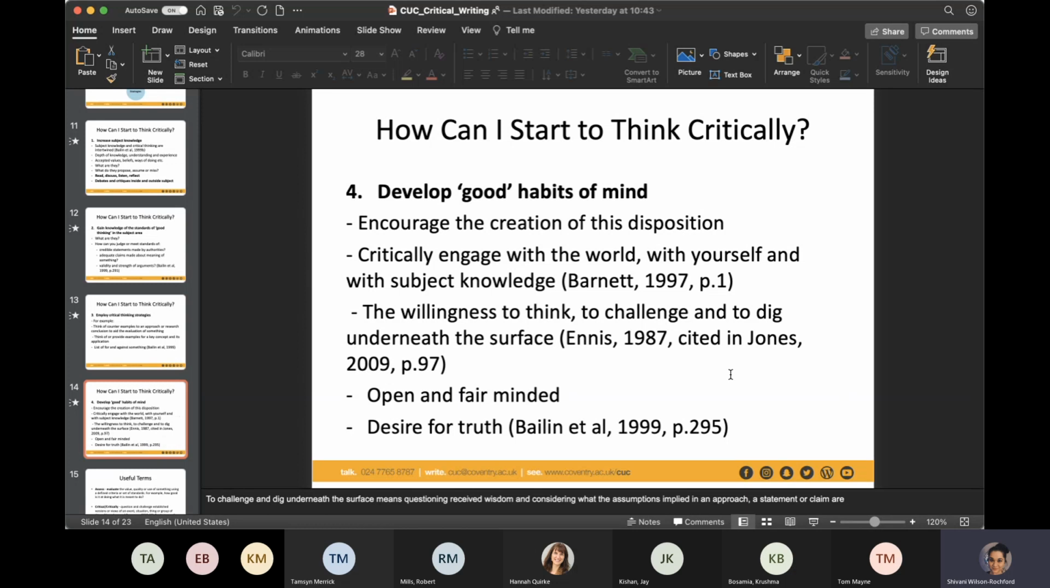Developing good habits of mind. So critically engaging with the world and the subject knowledge, being open and fair-minded, and the ability to dig underneath the surface. So this idea of looking at things in a little bit more depth, whether it's looking at a few things in more depth, then that should be what you're doing, rather than looking at multiple things in not enough depth.